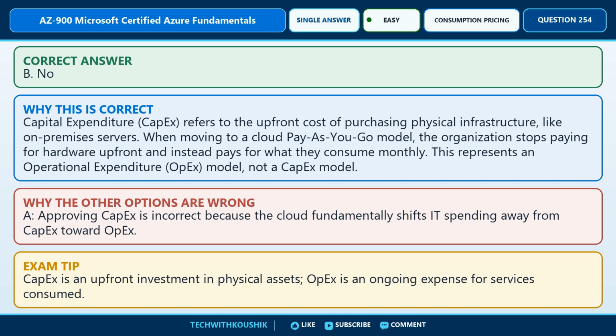Now let's rule out the other options. A. Approving CapEx is incorrect because the cloud fundamentally shifts IT spending away from CapEx toward OPEX. Here's a useful exam tip. CapEx is an upfront investment in physical assets. OPEX is an ongoing expense for services consumed.